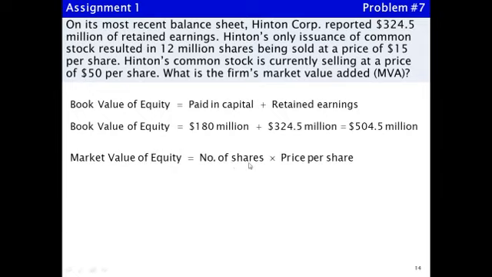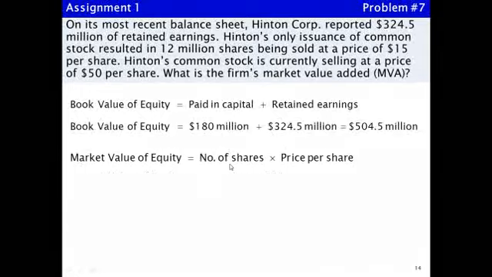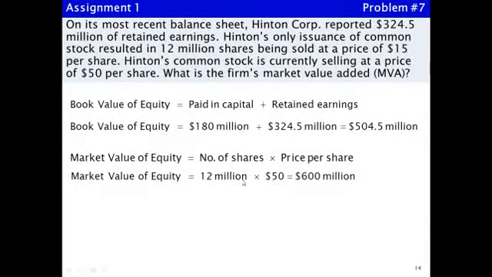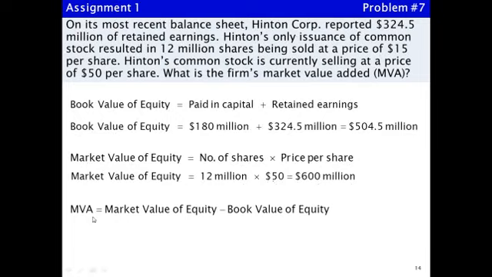The market value of equity, again, is simply the number of shares outstanding times price per share. There's 12 million shares, $50 a share, $600 million. Therefore, market value added is market value of equity minus book value of equity: 600 million market value of equity, 504.5 book value of equity, market value added $95.5 million.